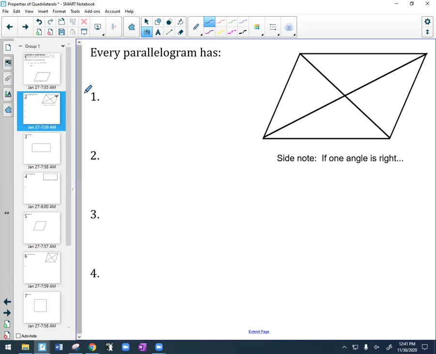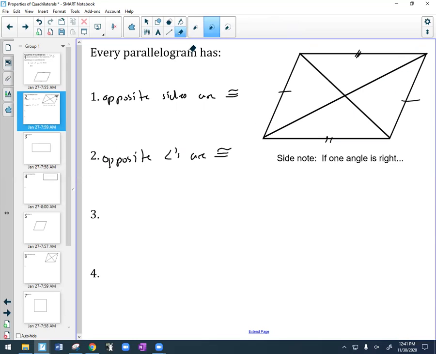For example, in every parallelogram, opposite sides are congruent. So that side is congruent to that side, and this side is congruent to this side. Also in every parallelogram, opposite angles are congruent. This angle is the same as this one, and this angle is the same as that one. So those opposite angles are the same size.